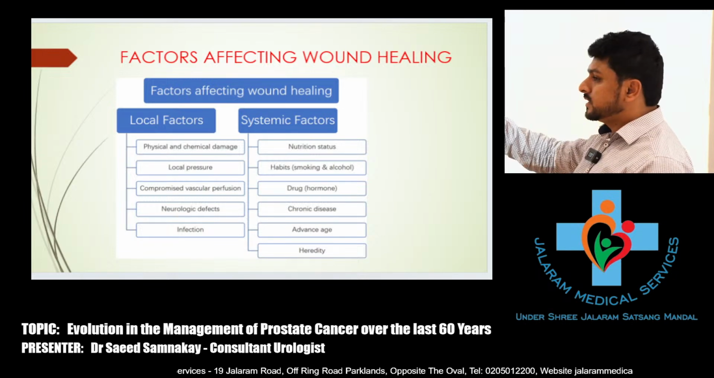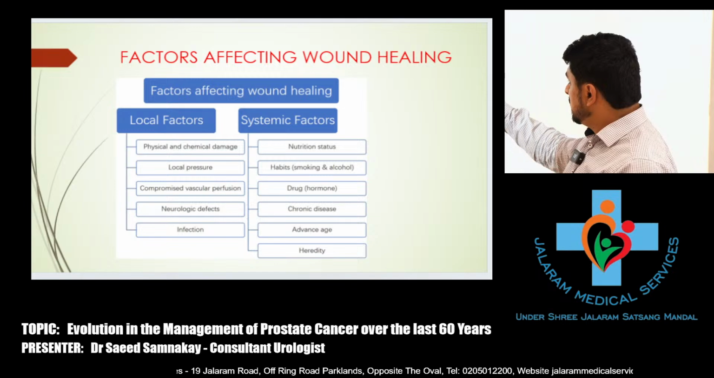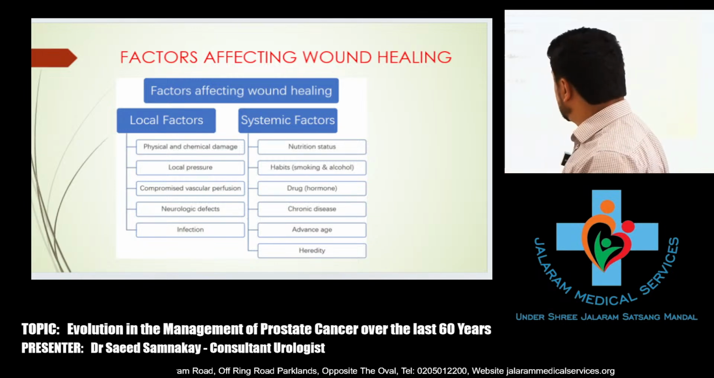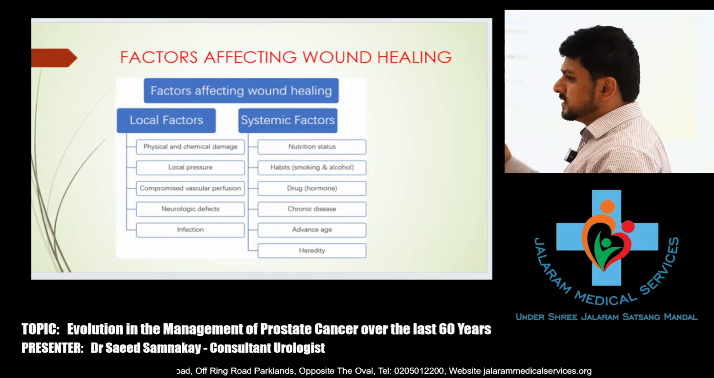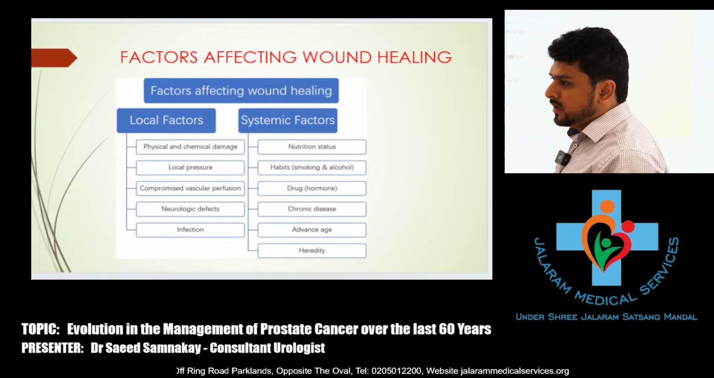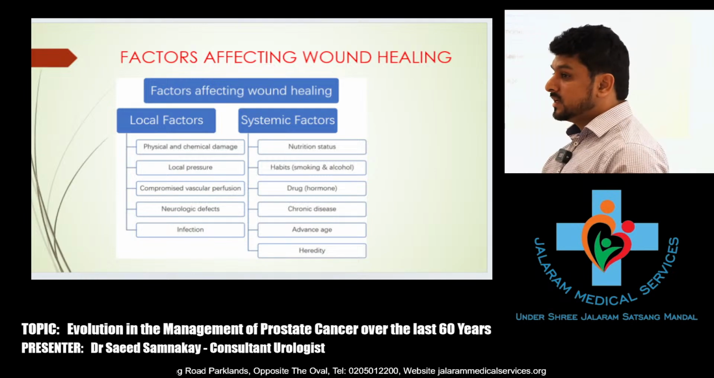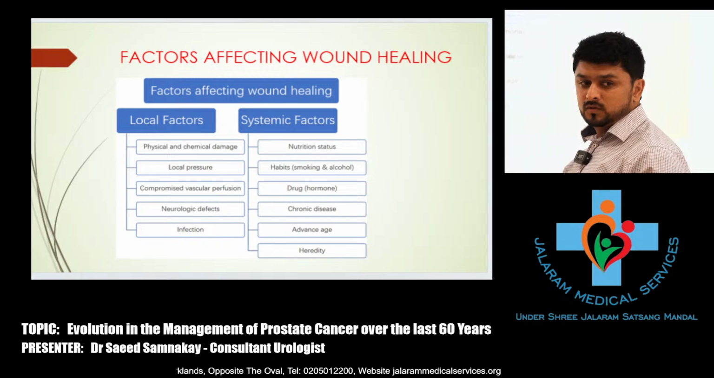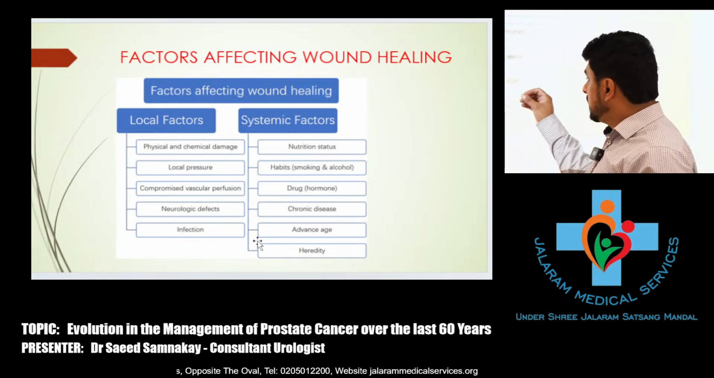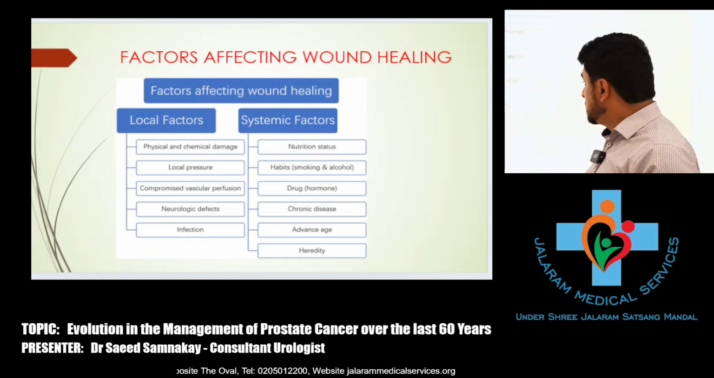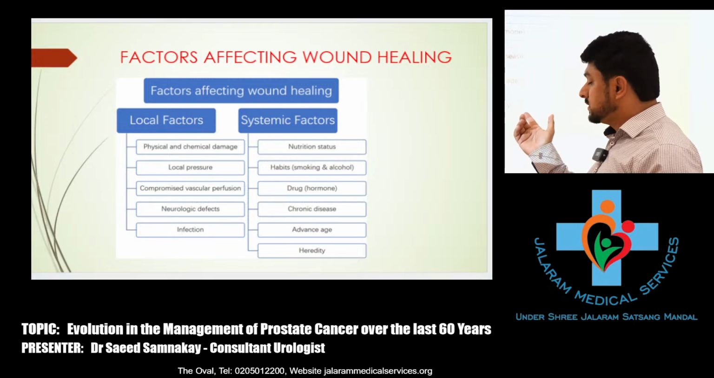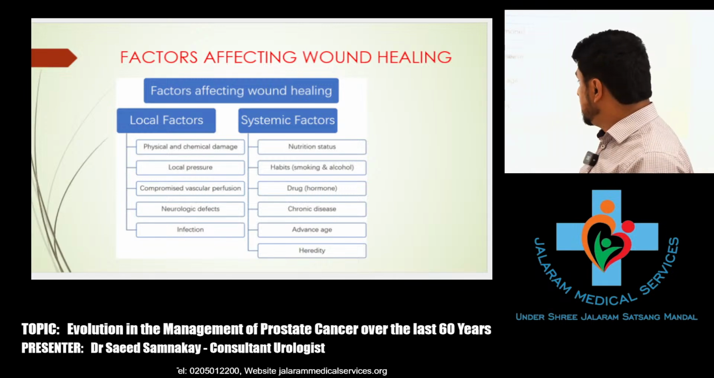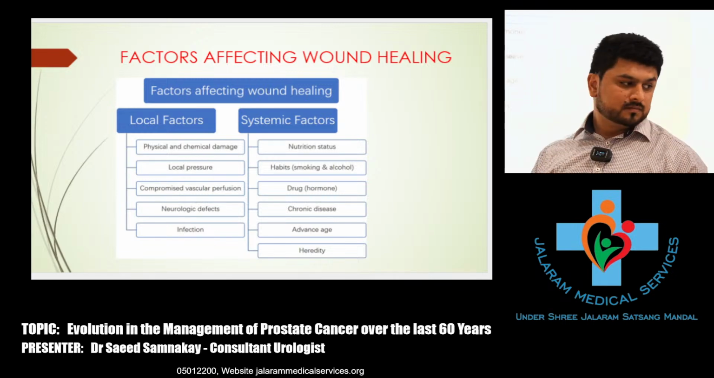Then you have local factors, which is the wound itself. You can look at the extent of damage, whether it's physical or chemical. Look at the pressure on the area. For example, with a pressure ulcer, you have a wound that's broken down, but the patient is still lying on that area. Compromised vascular perfusion, you could look at it in terms of arterial or venous. And then neurologic deficits, which come together with diabetes, where you have peripheral neuropathies, and then of course you have infection.